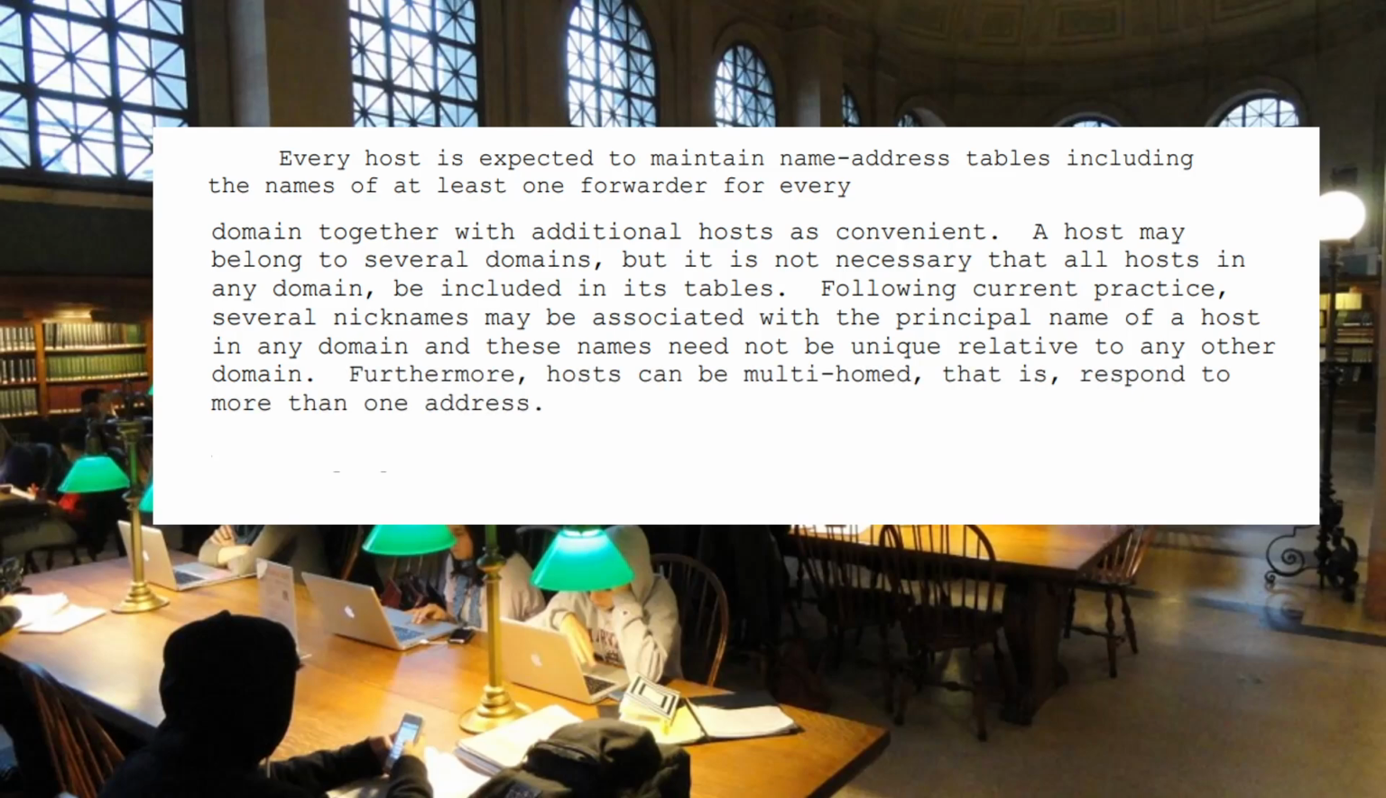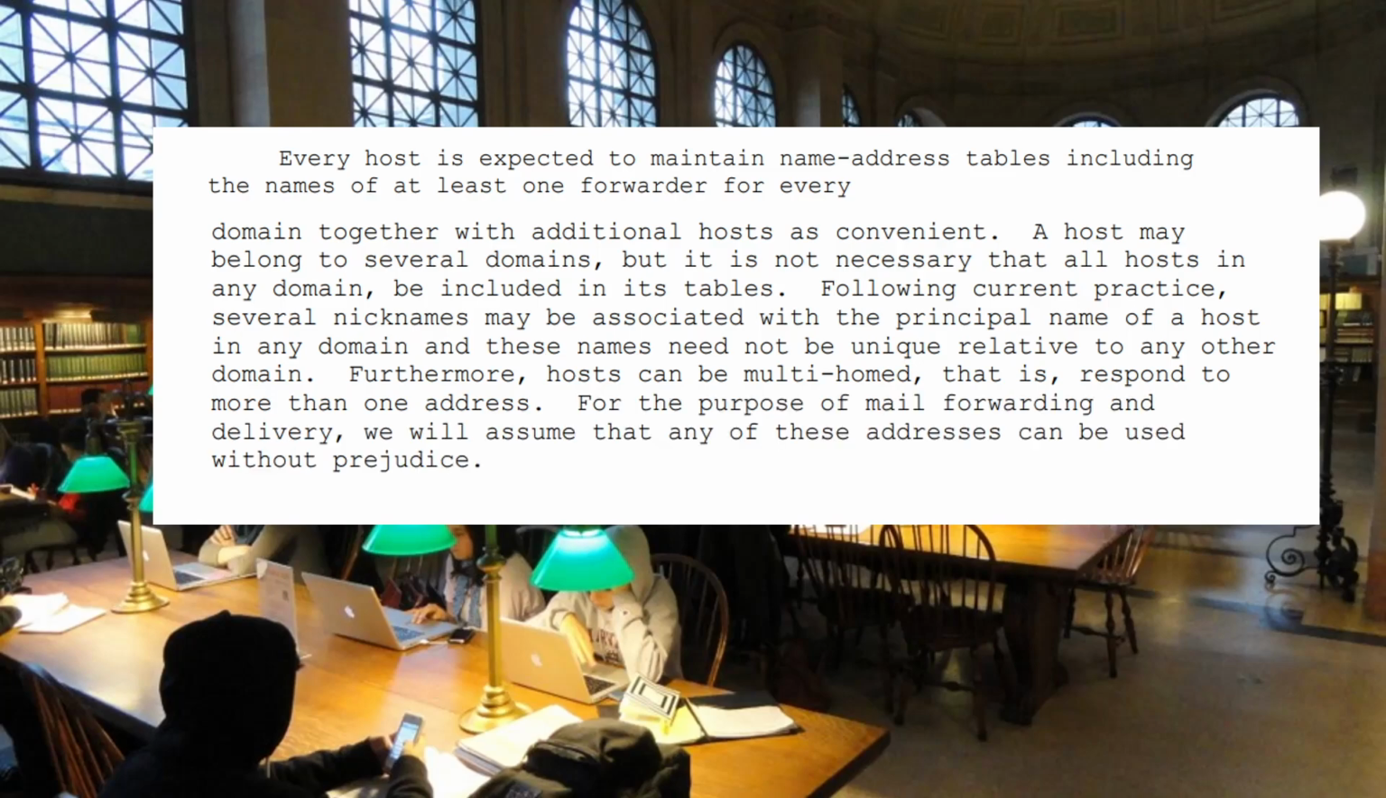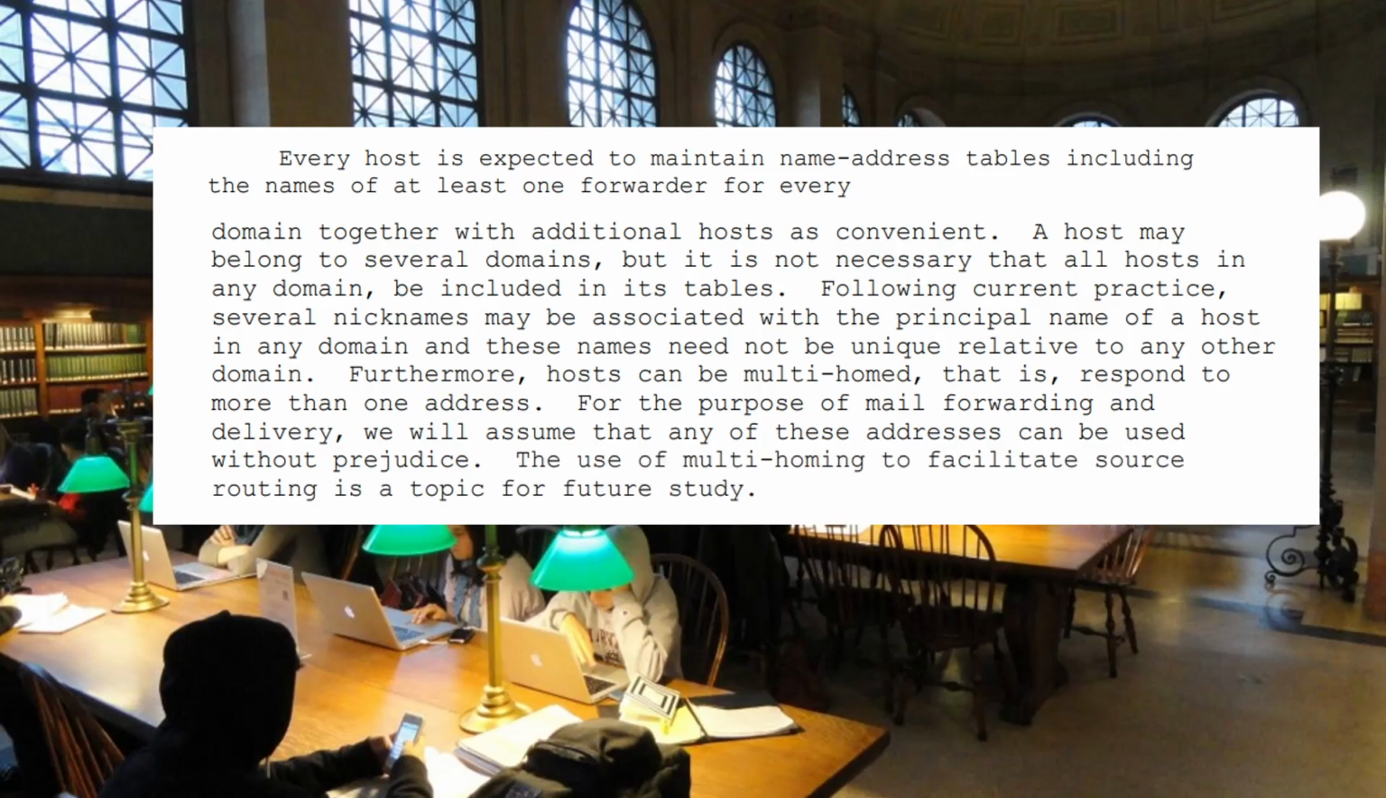Furthermore, hosts can be multi-homed. In other words, they respond to more than one address. For the purpose of mail forwarding and delivery, we will assume that any of these addresses can be used without prejudice. The use of multi-homing to facilitate source routing is a topic for future study.